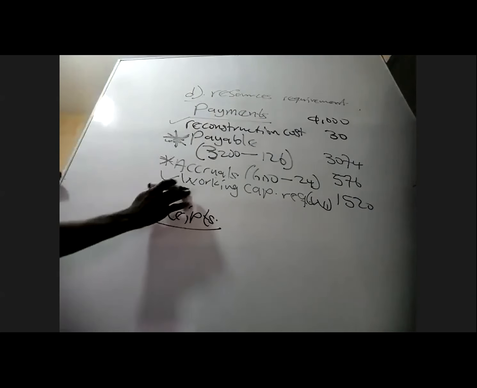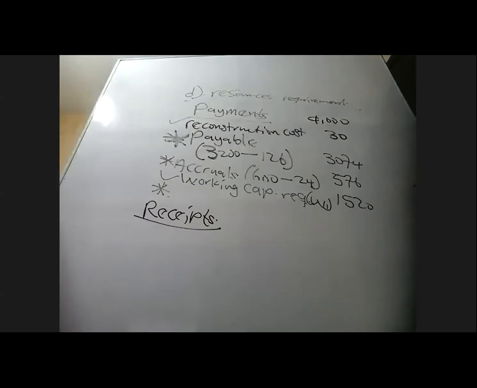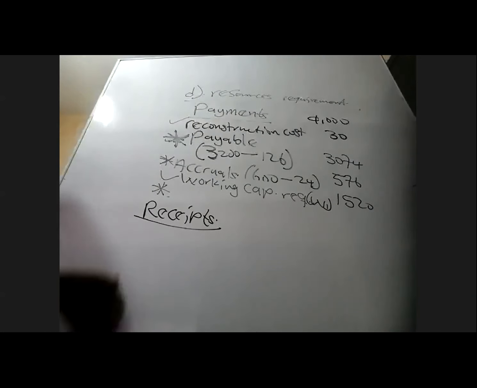So acquisition of assets, you will leave it. It's a balancing figure. Do they say that they are going to sell assets? So it means that we can even do the receipts first. List all the receipts. The balancing figure comes last.